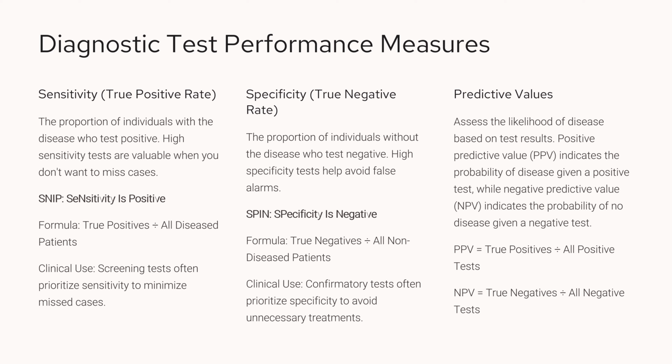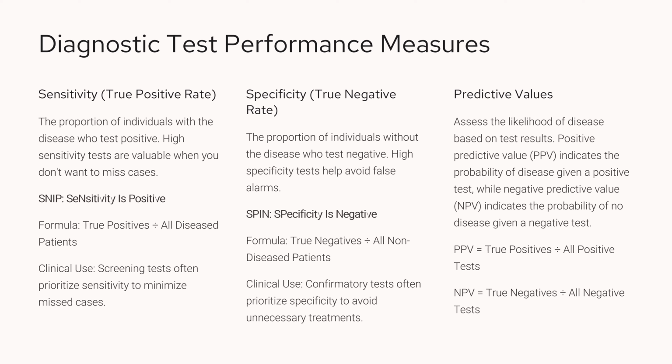So you have sensitivity, that would be the true positive rate. It would mean the proportion of individuals with the disease who test positive. So it's really useful when you don't want to miss someone who has a disease, okay? And SNP, sensitivity is positive, will help you remember it. The formula is true positives divided by all disease patients. That would be the proportion who test positive. And obviously, they're usually used for screening, and they prioritize sensitivity to minimize missed cases.